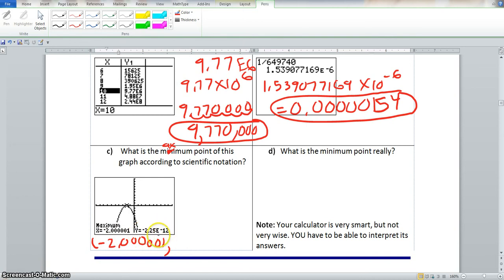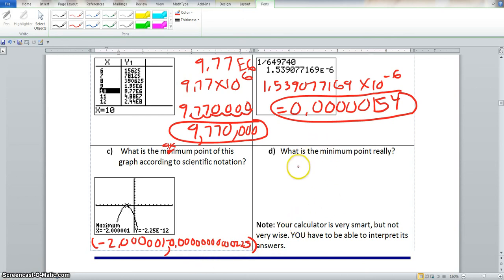Now our y value, you notice that it's e to the negative 12, so that means you need to move the decimal 12 places to the left. So that means it'll be negative, and we will have 0. We have 11 zeros, and then 225. And that is our maximum point.